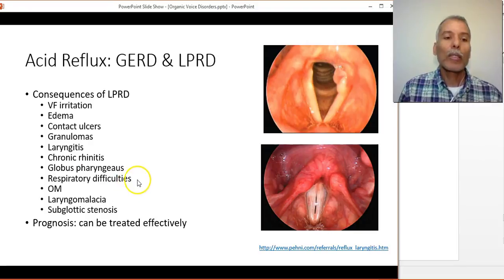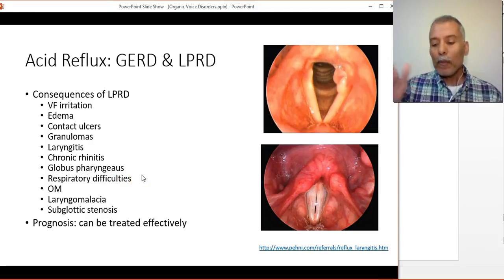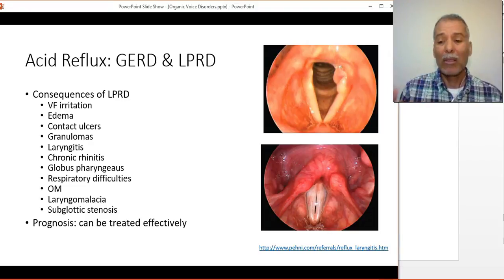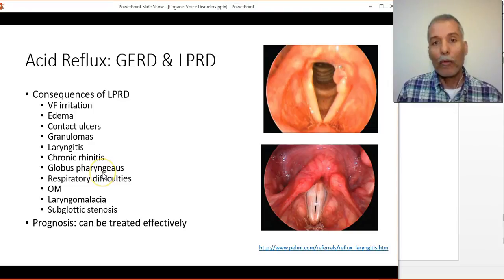And there's also globus pharyngeus. Globus pharyngeus is that sensation that there's something filling the pharynx, like there's fullness in your throat, and you feel there's something there, but there isn't. It's because of nerve sensations.